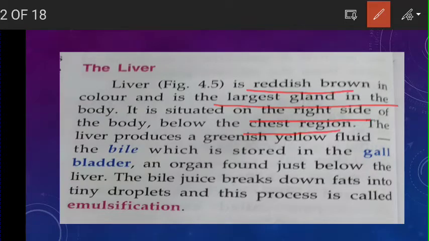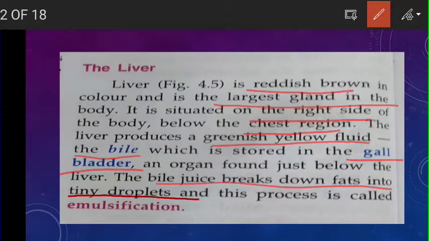And the liver produces a greenish yellow fluid. What is the name of that greenish yellow fluid? Bile, which is stored in one organ. What is the name of that organ? Gallbladder. Clear? An organ found just below the liver. Now the function of the bile juice. What is the function of the bile juice? Then you will write the bile juice breaks down fats into tiny droplets, and this process is called as what? Emulsification.